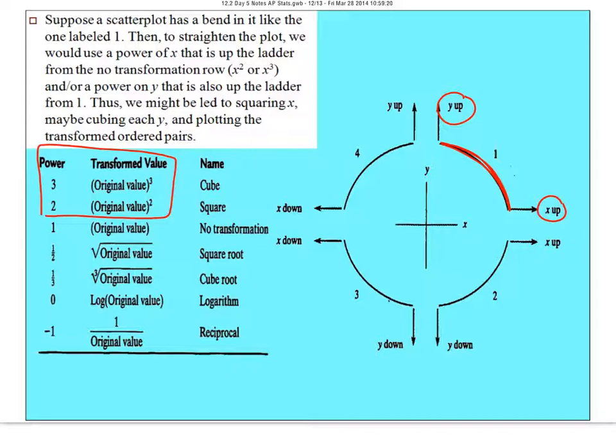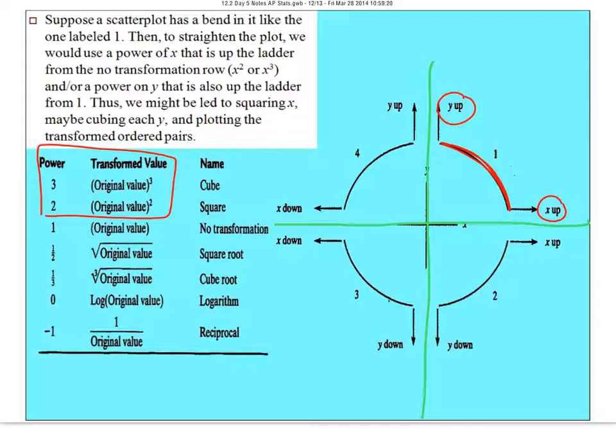Now, we've already kind of talked about this a little bit. This is called the ladder of powers, and it's not really focused on the AP exam as much. I'm yet to really see a true question about it, but I think it's important to talk about. This right here looks like the XY axis, in that this way is our x's and this way is our y's. Clearly, the x's are moving upward in quadrant 1 and the y's are moving upward.